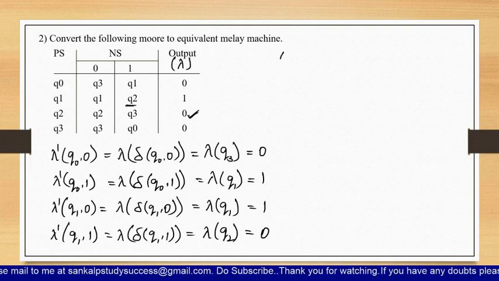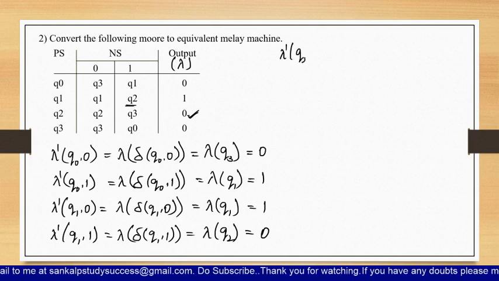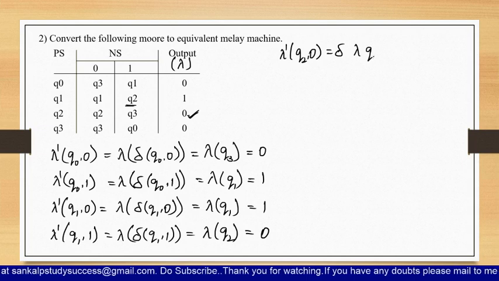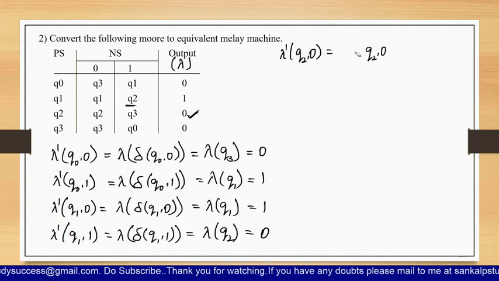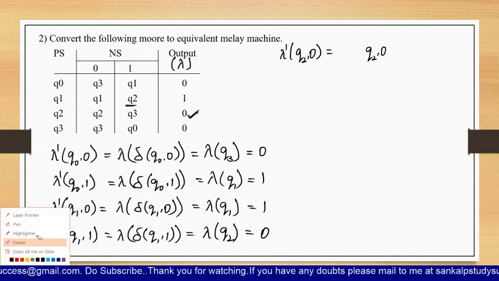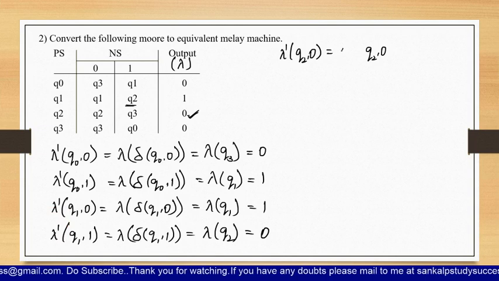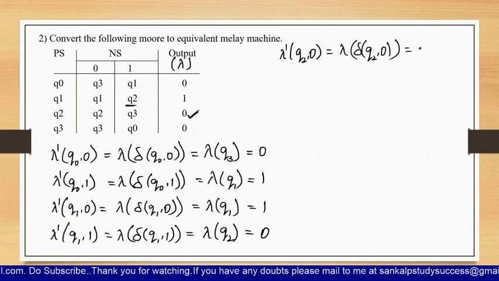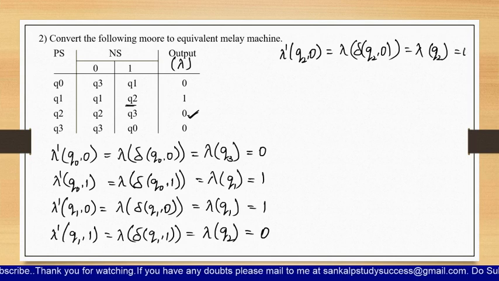Now let us go to the next state, lambda dash of q2 comma 0. Sorry, it is lambda of the transition function, right? Here let us have a small change: lambda of the transition function of q2 comma 0 is equal to lambda of what is q2 comma 0, which is nothing but q2 again. So lambda of q2 is nothing but 0.